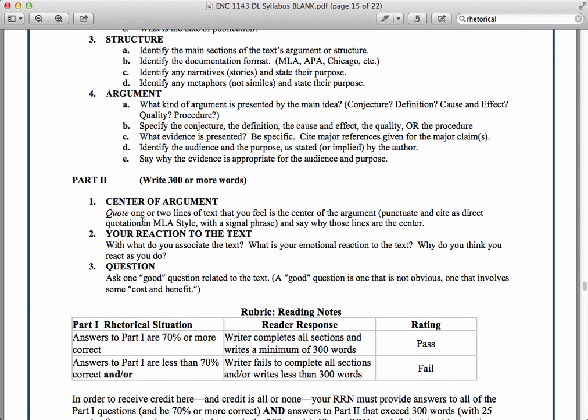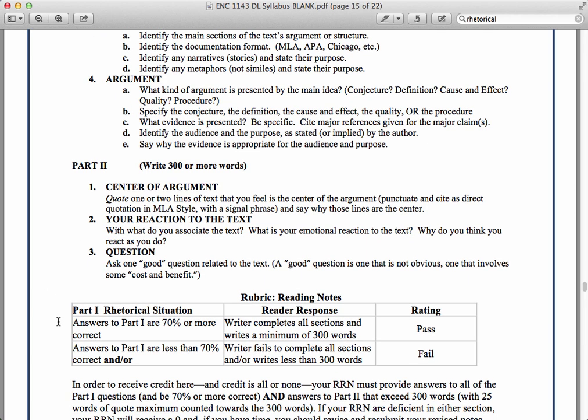At the end of the day, though, these are your notes. I'm not seeking to grade them in the sense of, well, I don't agree with what you said, for example, or you don't get the whole idea here. These are your notes. Rather, I use this rubric at the bottom, and as long as 70% of your questions answered in part 1 are correct, and you answer in 300 words or more in the second part, you receive the full credit of 30 out of 30 points for these questions.